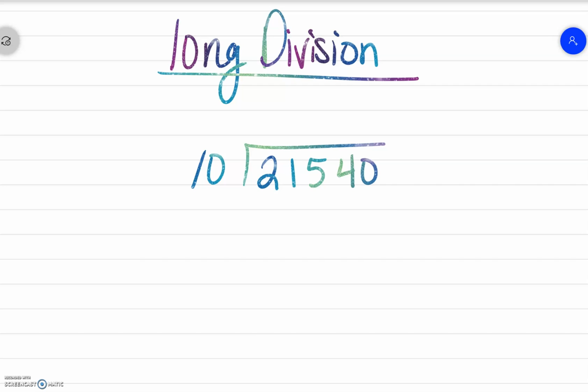So when we're dividing 10 into this number, we always want to look at the very first number. Can 10 go into 2? The answer is no. Because it can't go into 2, we now have to look at 21. 10 goes into 21 2 times. And so you take 2 times 10, and we get 20. And from here, we're subtracting that 20, and we get 1.